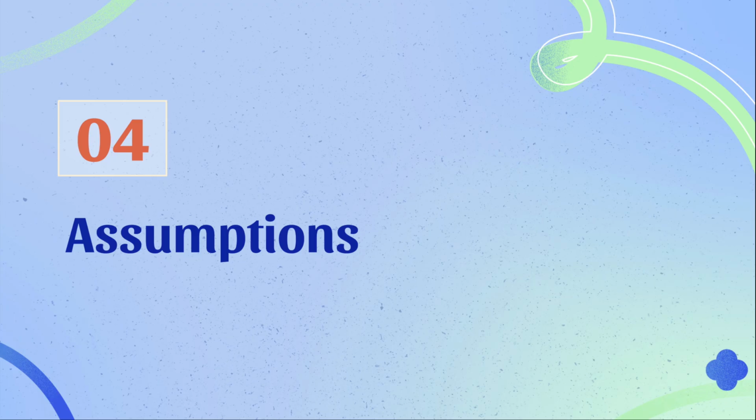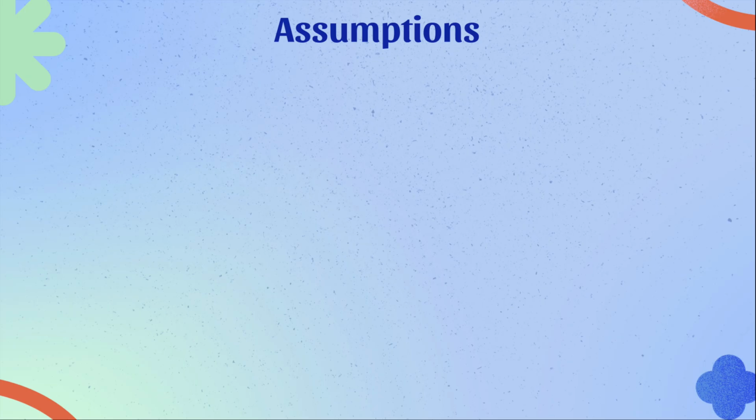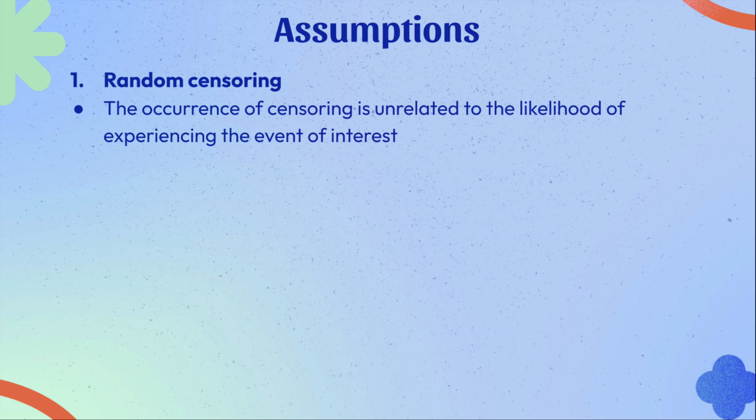There are a few assumptions made with Kaplan Meier curves. The first assumption is random or non-informative censoring. This means that the occurrence of censoring is unrelated to the likelihood of experiencing the event of interest. Censoring should be random, not influenced by factors that may affect the event outcome. If censoring is not random, the estimated survival probabilities may be biased.